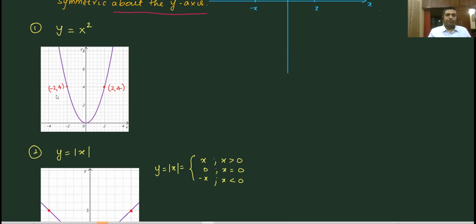So here is the example of y equal to x square. At x equal to 2, the value of y is 4. At x equal to minus 2, also the value of y is 4. So it is symmetric about the y-axis. So about the y-axis, you take the image of 2, 4, you get minus 2, 4.